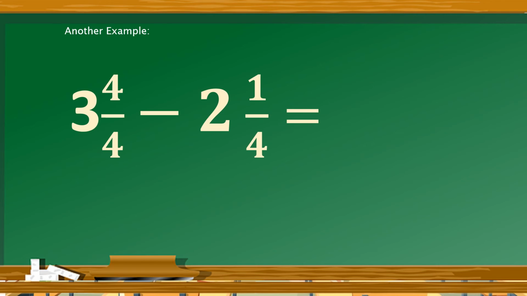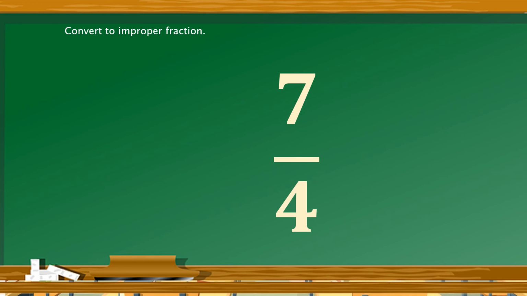Ngayon, unahin muna natin i-subtract yung whole numbers, which are 3 and 2. So, 3 minus 2, that is 1. And then, the numerators, which are 4 and 1, i-subtract din natin. That will have 1 and 3/4. Okay, and that mixed fraction is converted to improper fraction, which is 7 over 4.